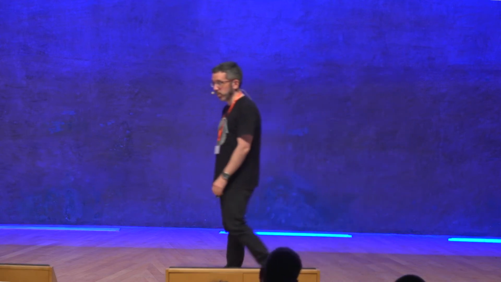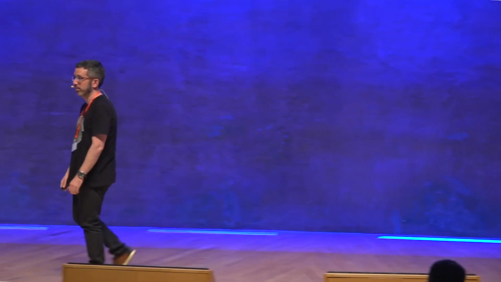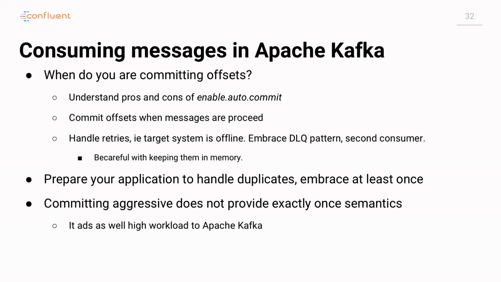Prepare your application to handle duplicates. Embrace at-least-once. Really. It will save your ass quite a lot, and your sanity. You can have exactly-once semantics in Kafka, but not by aggressively committing every message super fast. This will kill your broker.